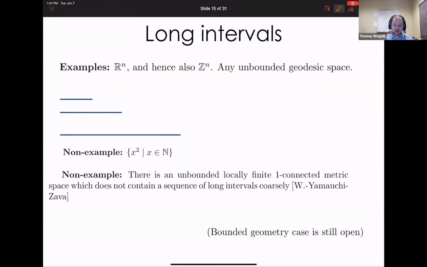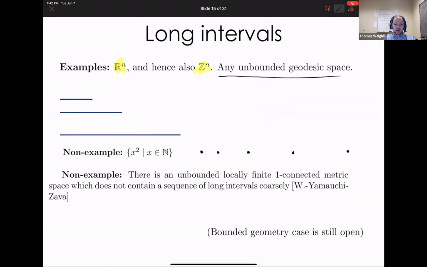So examples are any geodesic space you can do this with. You can just take increasingly long geodesics and take pieces of them sufficiently far out. You will find these long lines. So an example is any unbounded geodesic space. Z^n is not geodesic, but it's coarsely equivalent. It's quasi-isometric to R^n, so that's good enough. A non-example might be something that isn't very connected at all, even at scale, like very, very spaced apart numbers, like the squares, and considering them with the natural sort of distance that they come with.